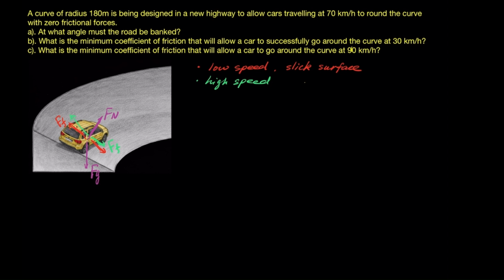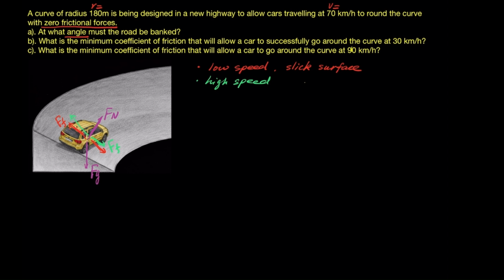Here we have a curve. The radius is 180 meters. The curve is ideally designed for a car traveling at 70 kilometers per hour. So v is 70 kilometers per hour with zero frictional force. In this first part, we need to find the angle. The road must be banked so that the car can make a turn safely.